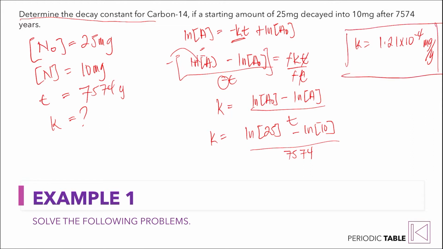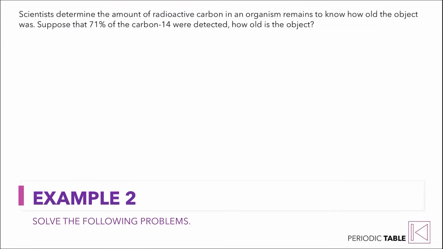So, kung meron tayong mga problems with regards to carbon 14, we can use the K for carbon 14 na yung value na to. Next. So, scientists determine the amount of radioactive carbon in an organism remains to know how old the object was. Suppose that 71% of the carbon 14 was detected. How old is the object? So, this is a kind of hard problem, no? Medyo advanced siya dahil binigyan lang tayo ng percentage na natira.